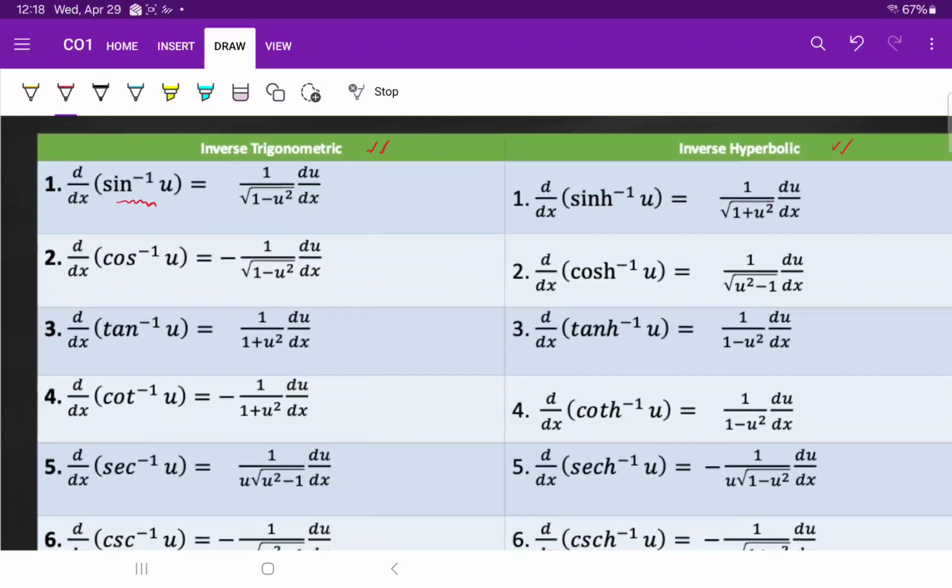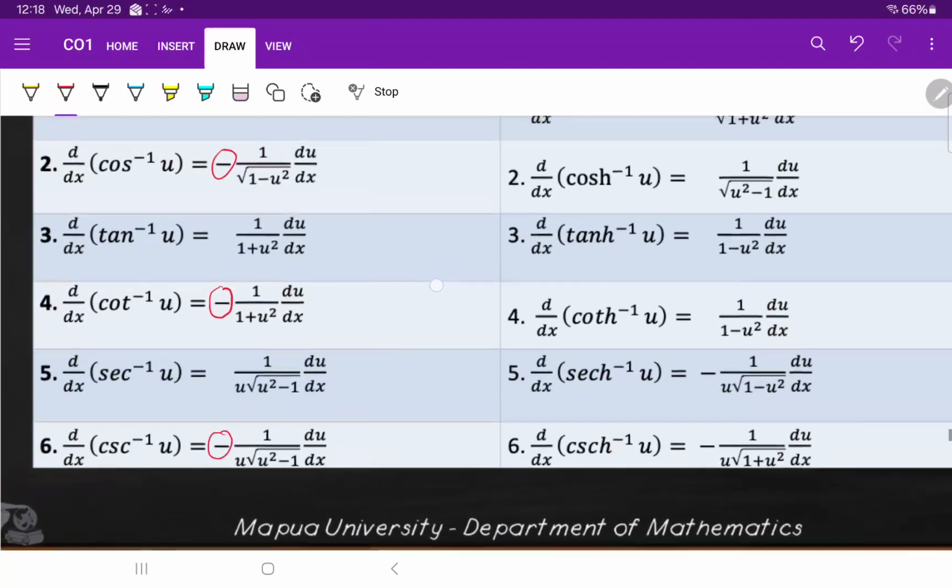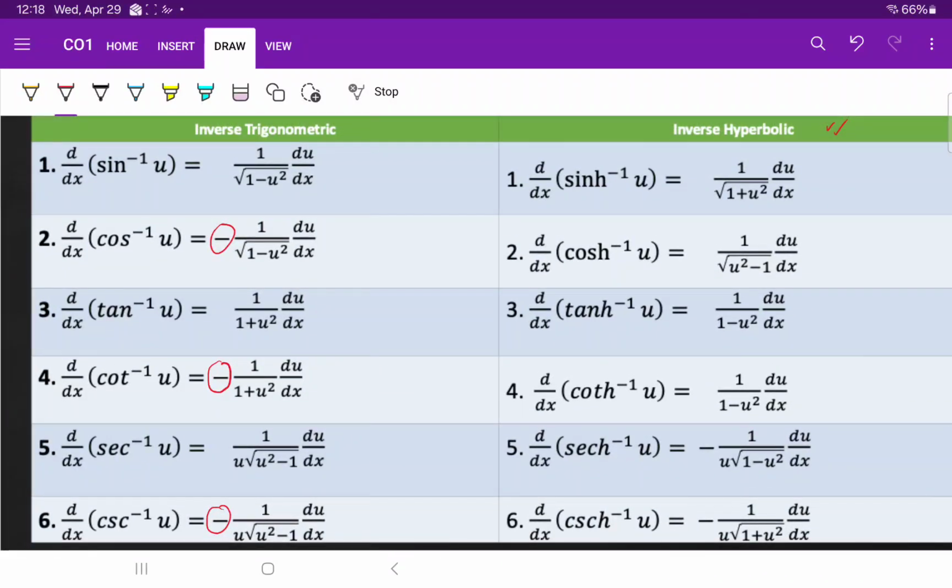Now, if you look at the derivative of arc sine u, we discussed this also last time. We say that it's 1 over the square root of 1 minus u squared, times du dx. But for arc cosine, it's simply the negative of the derivative of arc sine. For arc tangent, it's 1 over 1 plus u squared. For arc cotangent, it's simply the negative of the derivative of arc tangent. Same with arc secant and arc cosecant: this is the negative of the derivative of arc secant. To make it easier for you to remember, actually, you just have to remember 3 formulas here.